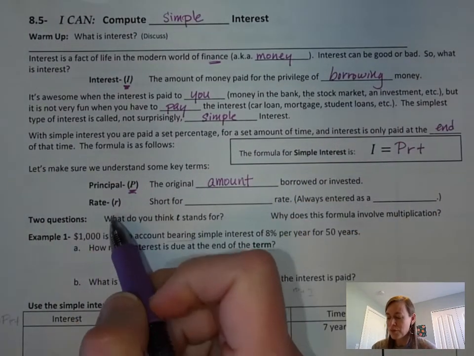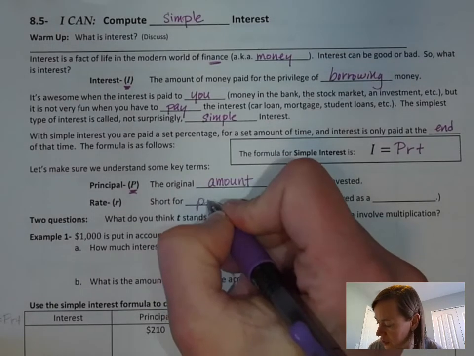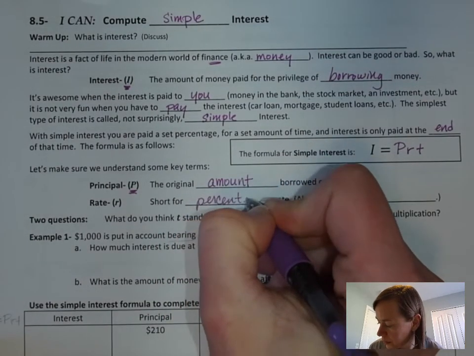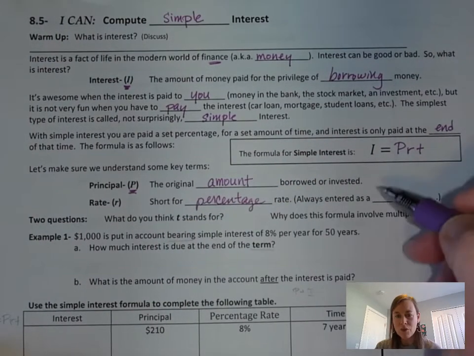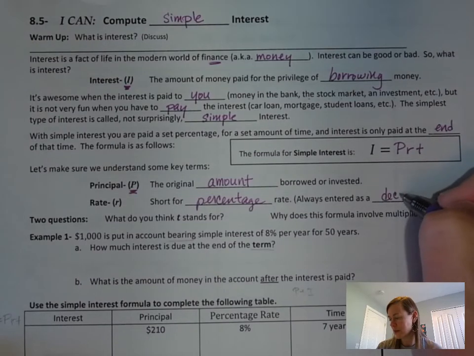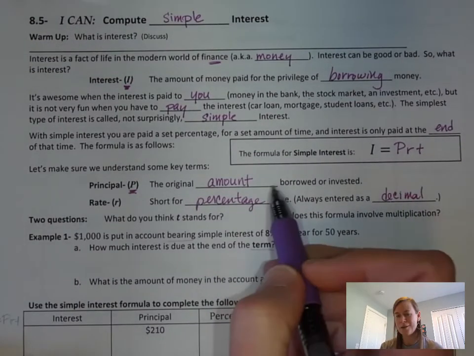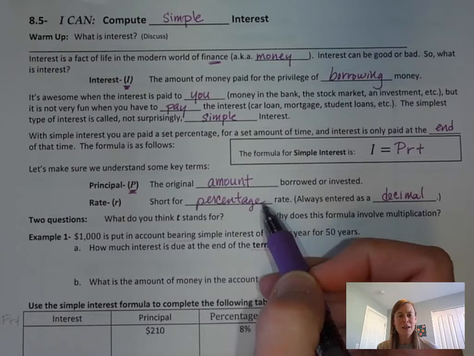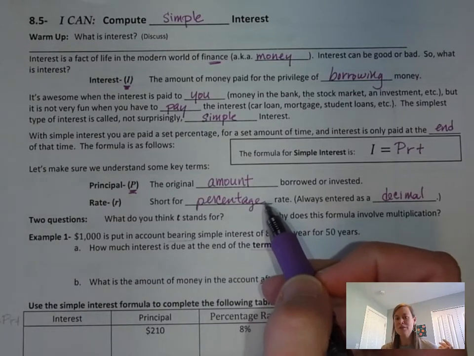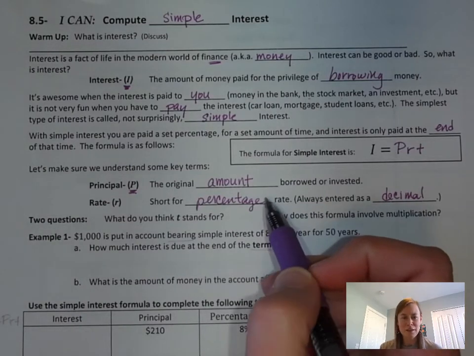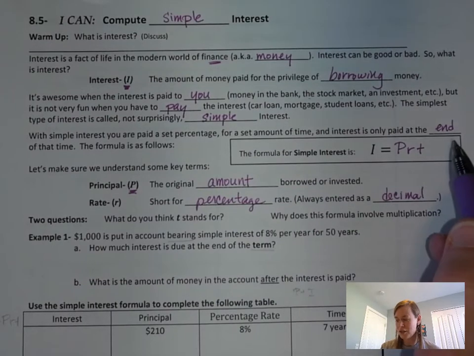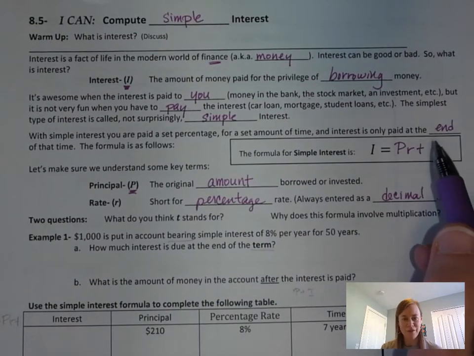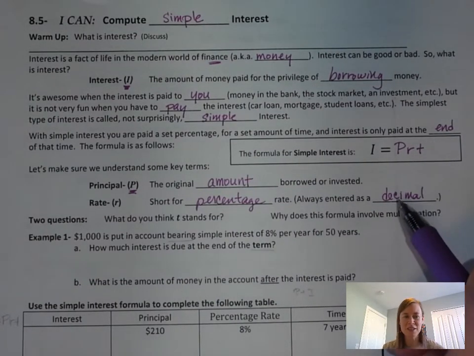Now what is the rate? Rate is short for percentage rate, and it's always entered as a decimal. Okay, so on your $10,000 car loan that I was talking about just now, it might have a percentage rate of interest of like 5%. And that 5% would be entered into this equation as 0.05 as a decimal. That's just as an example.